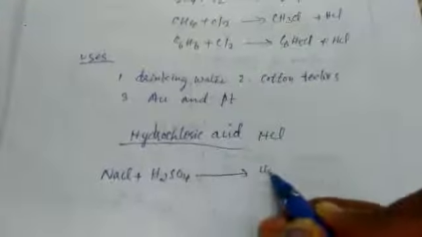Next, hydrochloric acid, formula HCl. Laboratory preparation. Sodium chloride reacts with sulfuric acid giving HCl plus NaHSO4, because only one Cl is present. Next, NaHSO4 reacts with one more NaCl, so again HCl is formed plus Na2SO4.